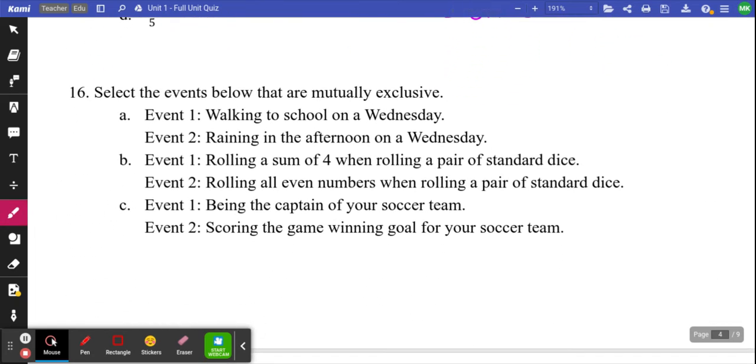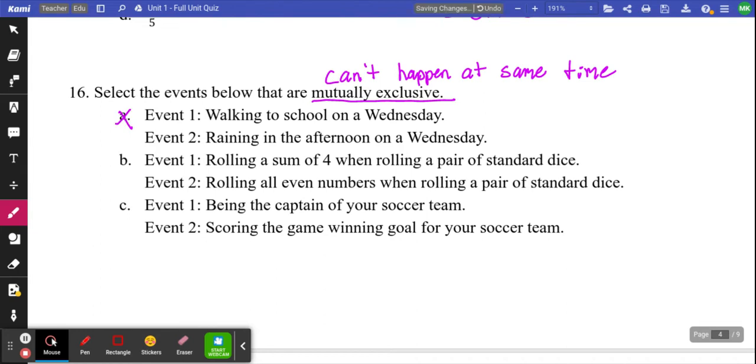Number 16. Select events that are mutually exclusive. Mutually exclusive means can't happen at the same time. Right? They can't both happen. So event 1, walking to school on a Wednesday. Event 2, raining in the afternoon on a Wednesday. Well, both those things could happen. I could walk to school and it could rain. So it's not those.